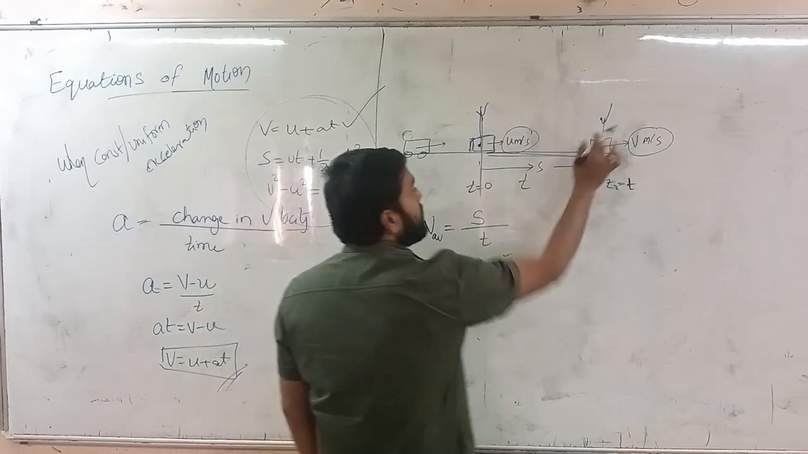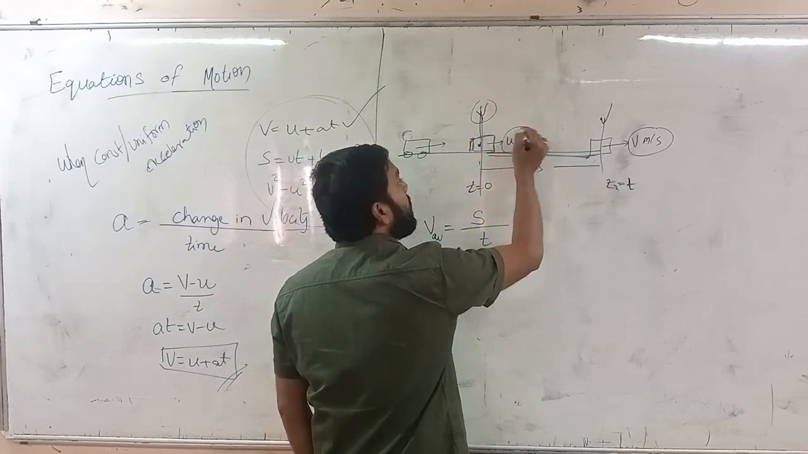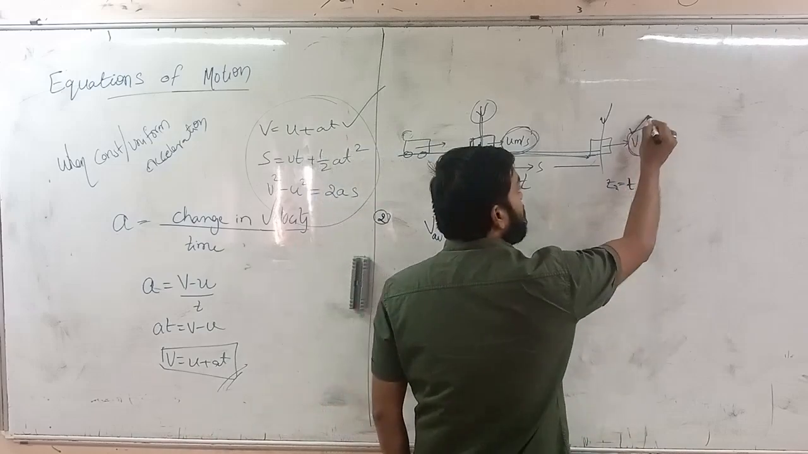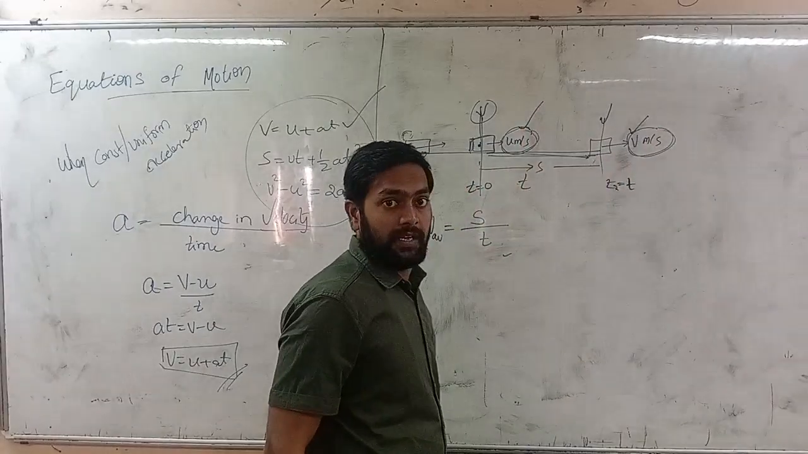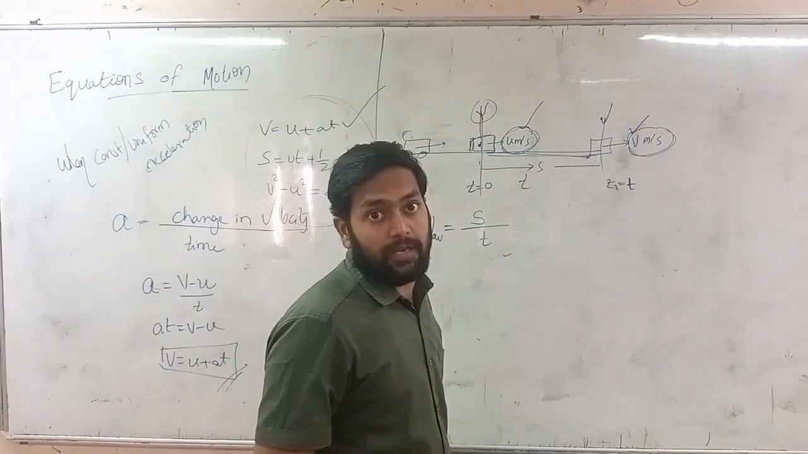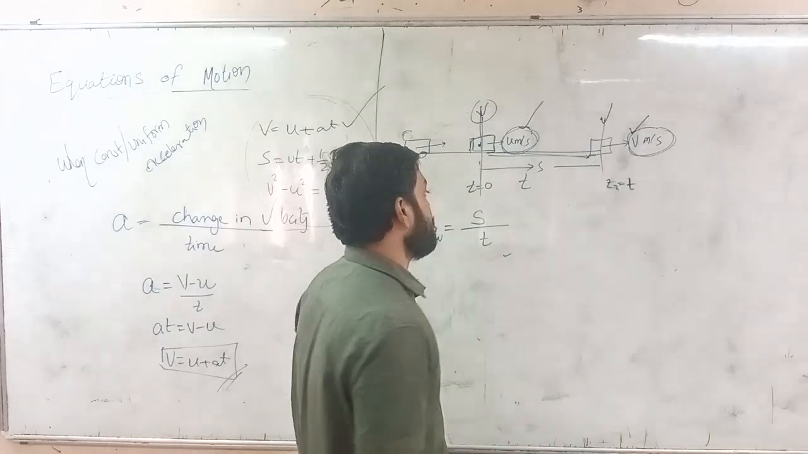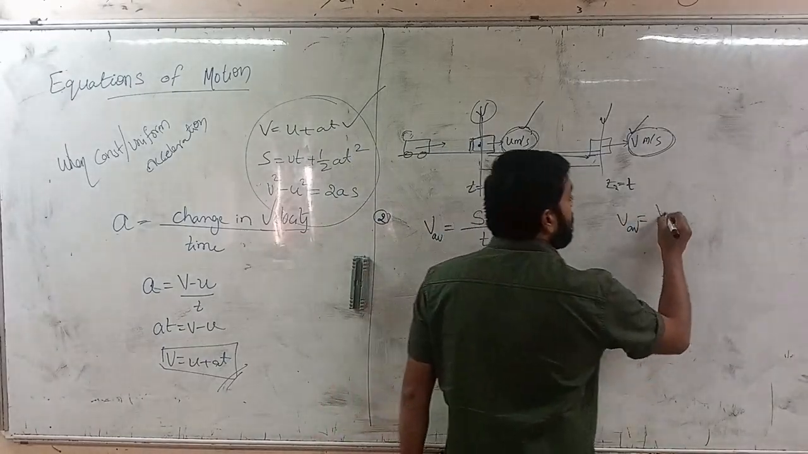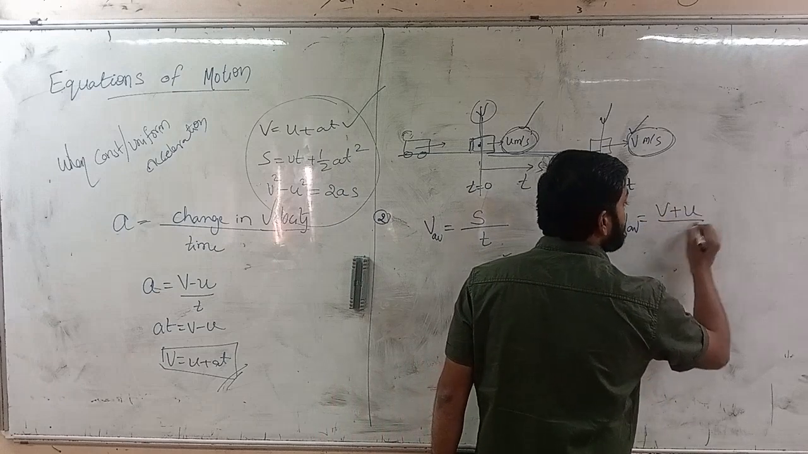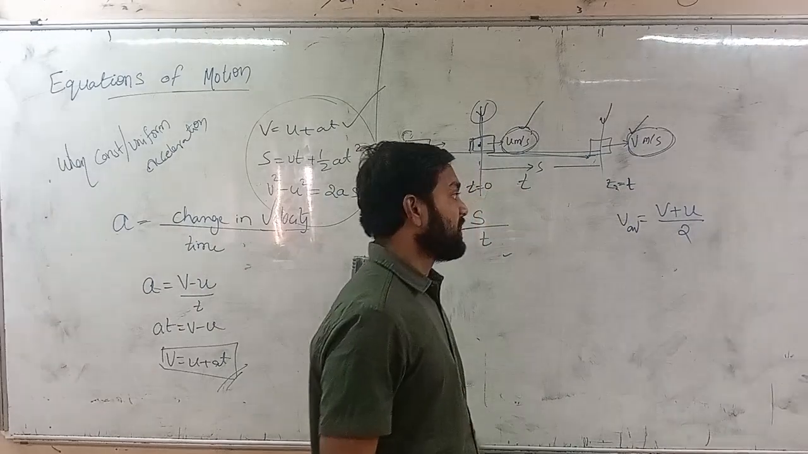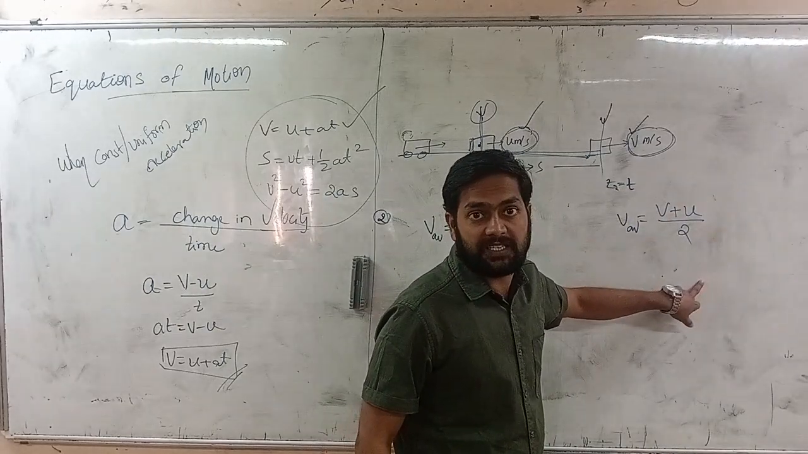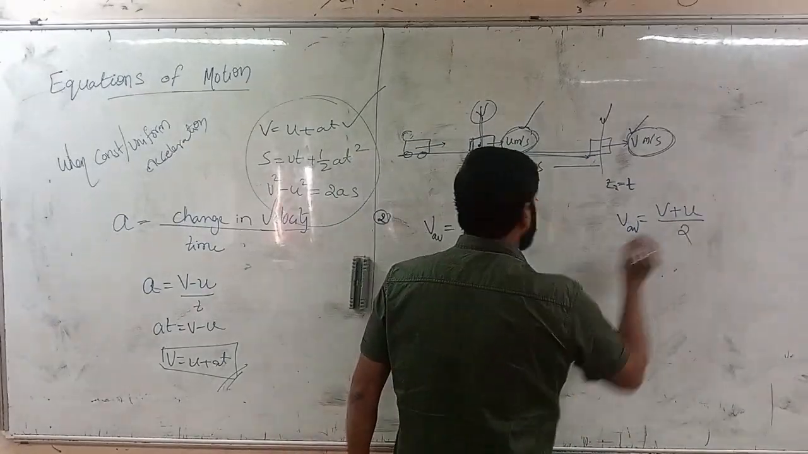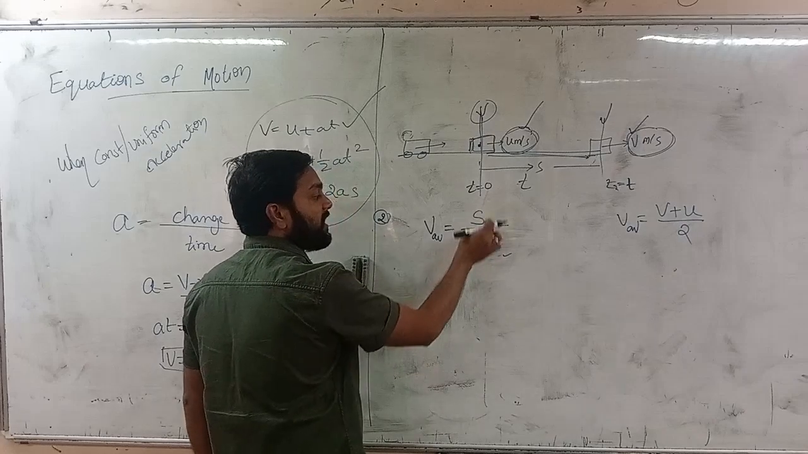Here we have two velocities, the final velocity and the initial velocity. By taking these two values, we can take an average. So v average = (v + u)/2, the sum of the velocities by the number of velocities is my average velocity. And v average = s/t.